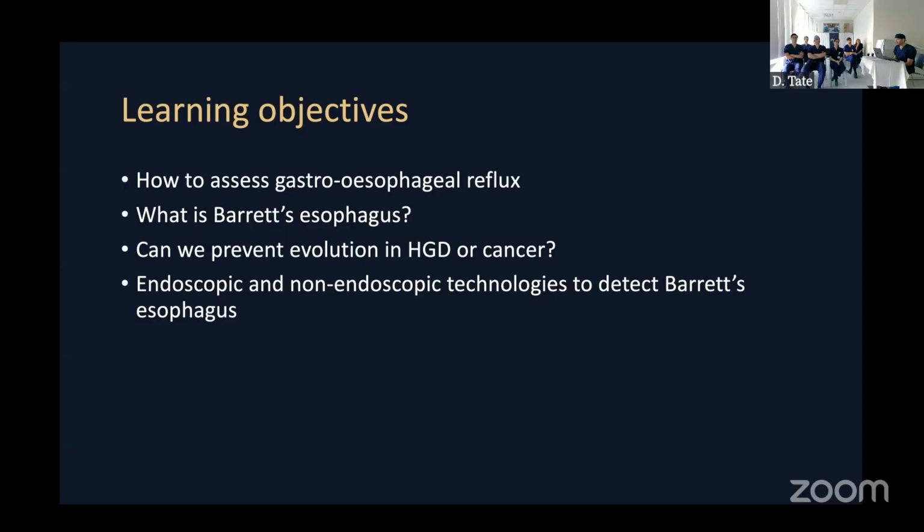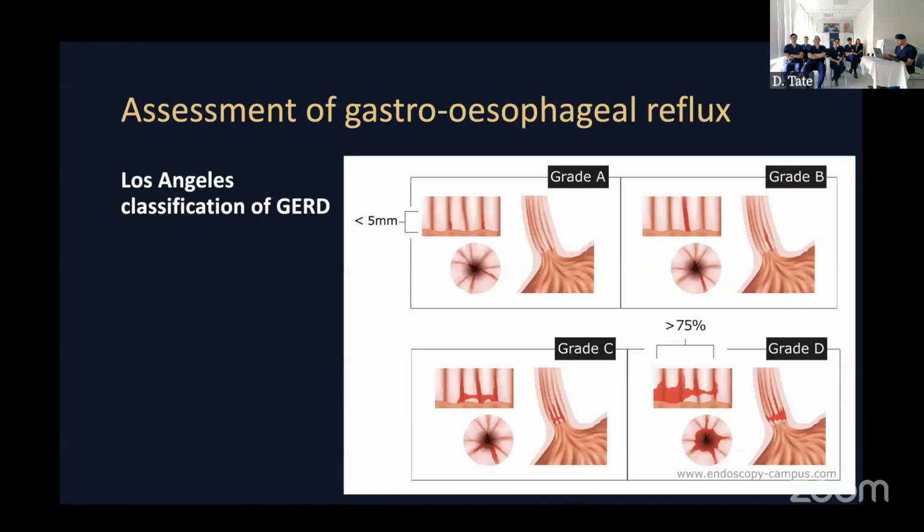I think gastroesophageal reflux, of course, is the cause of Barrett's, and therefore it's very important and very much linked to how you assess Barrett's esophagus. What is it? How can we prevent evolution? And the technologies we will briefly cover here, but mostly cover in a lecture later on today.